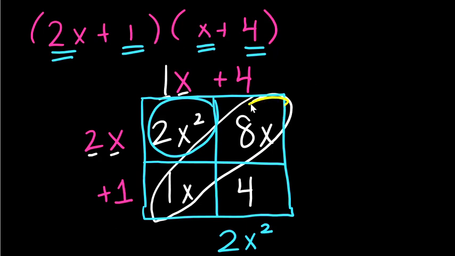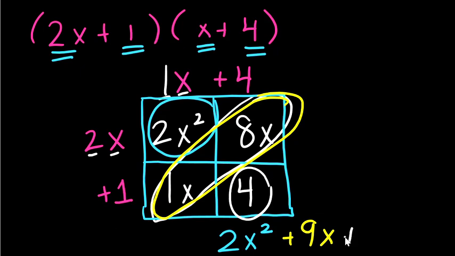Then I'm going to write the sum of these like terms. 1x plus 8x is 9x. And then I'll end with a plus 4 because that's my last term.